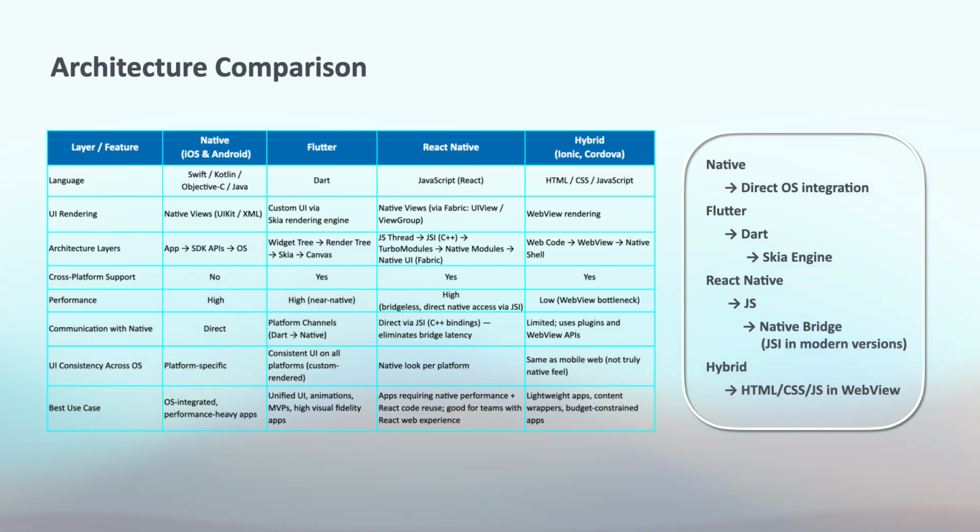Now let's talk about Flutter, the cross-platform SDK from Google. Flutter uses a language called Dart. It doesn't use the phone's built-in UI tools. Instead, Flutter draws everything by itself using the engine called Skia. This helps you get the same look and feel on both iOS and Android. It's fast and smooth, but uses more memory.